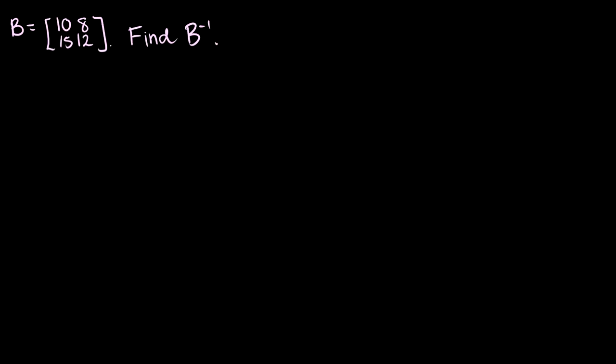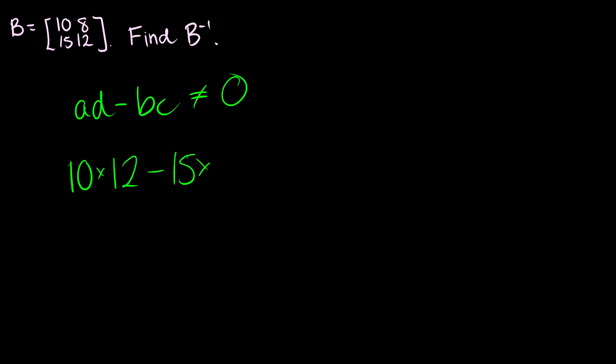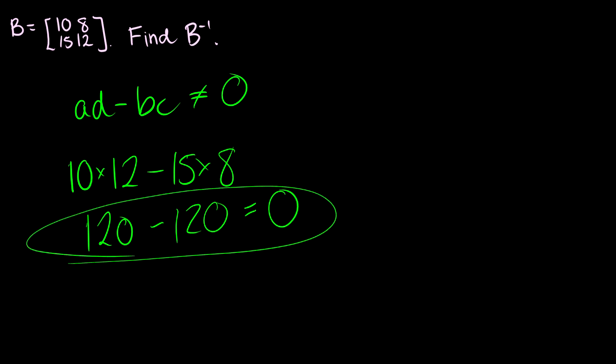Anyways, let's do one more exercise, one more computation here. B is equal to [10, 8; 15, 12]. We want to find B inverse. So the first thing we do is we check to see if ad minus bc is not equal to 0. So let's check here. 10 times 12 minus 15 times 8. That is 120 minus 120, which is equal to 0. So now what we can claim is that B inverse does not exist. I cannot spell does, so I'll just write d-e. B inverse does not exist.